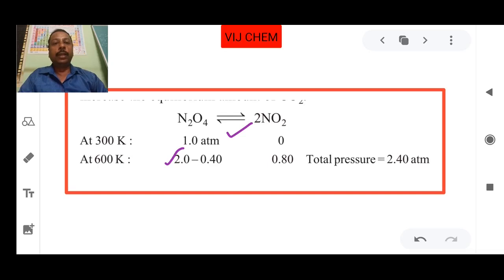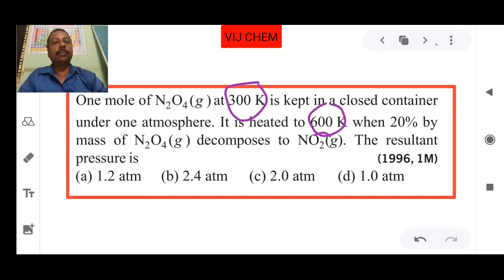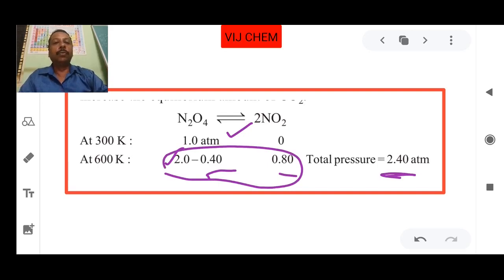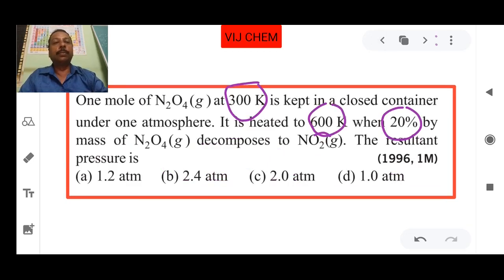2 atm minus 0.2, since it is given as 20%. When temperature increases, dissociation will become 40%, so it will be minus 0.4. So 2 minus 0.4, and 0.4 into 2 gives 0.8. When you add all of them, how much do you get? 2.4 atm is the answer. Which option is correct? B option is correct according to the question.